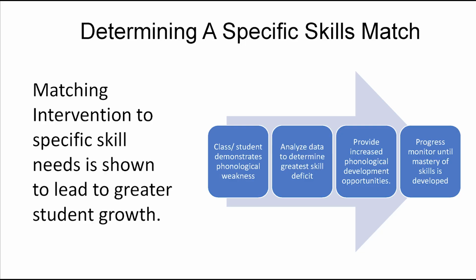And then matching your areas of deficit to the needs, right? Whether that's in whole class instruction or small group instruction. If they demonstrate phonological weaknesses, like the class demonstrated lots of phonological receptive weaknesses across the board, what's the greatest skill deficit? Well, that's syllables and whole words, compound words. Provide increased phonological opportunities and progress monitor those skills going forward.